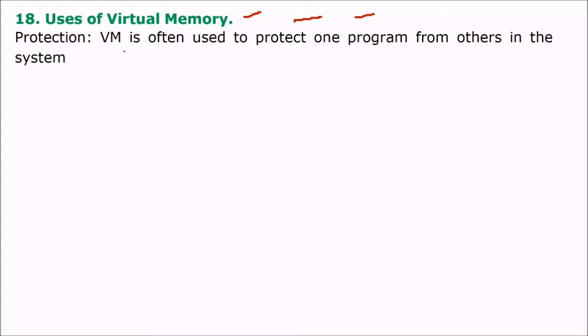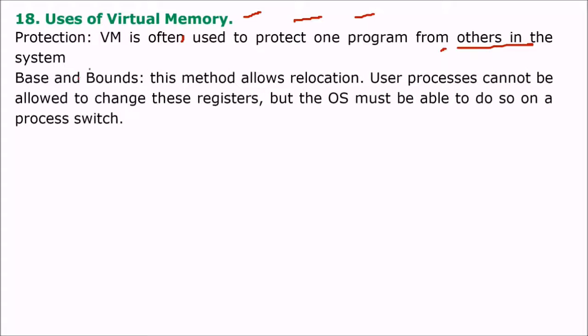First is protection. Virtual memory is often used to protect one program from another in the system. And base and bounds: these methods allow relocation. User processes cannot be allowed to change these registers, but the OS must be able to do so on a process switch.